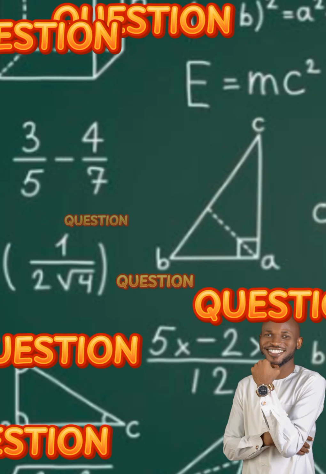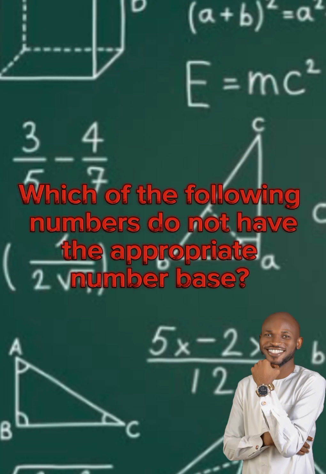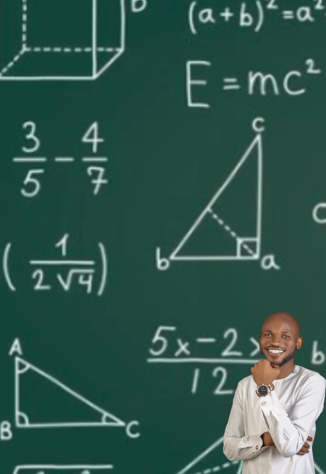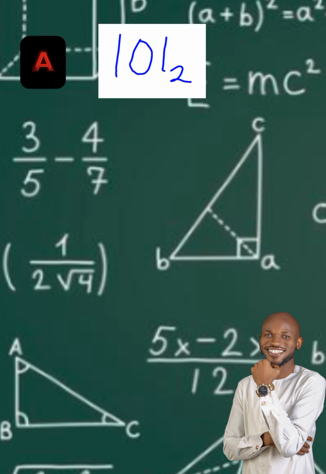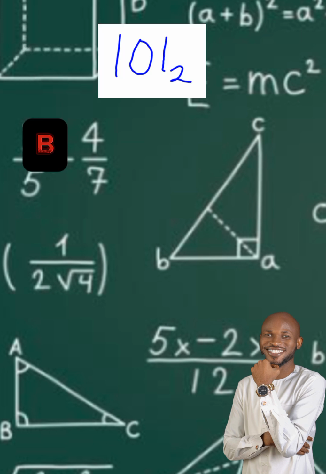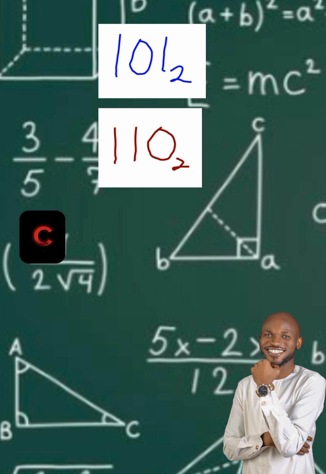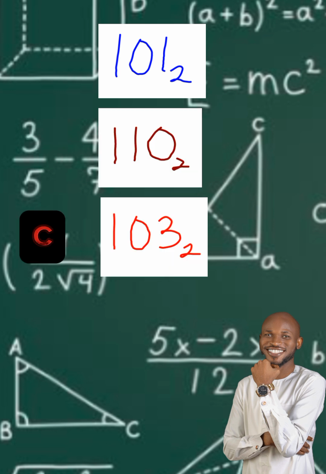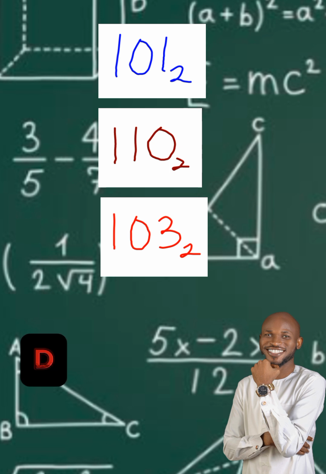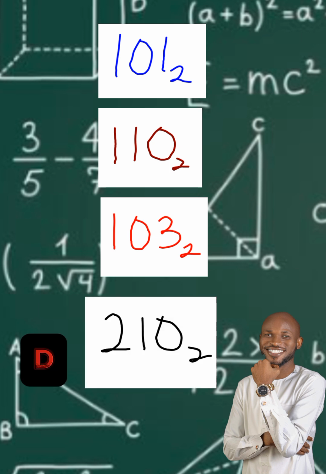Which of the following numbers do not have the appropriate number base? A. 101 base 2. B. 110 base 2. C. 103 base 2. And D. 210 base 2. Now let's check the first one here.